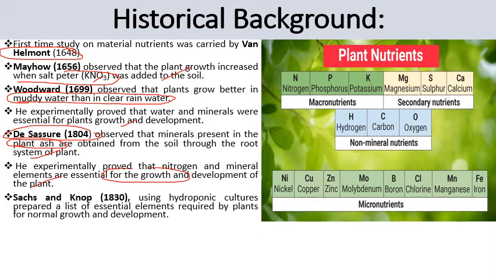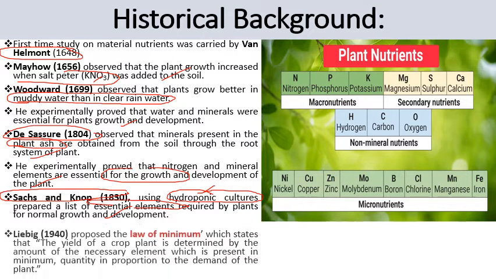Next was Sachs and Knop in 1830. Using hydroponic cultures, they prepared a list of essential elements which are required by plants for normal growth and development. Hydroponic culture means a soilless culture in which we add all the nutrients in the water and we can grow the plants on that water or culture solution.